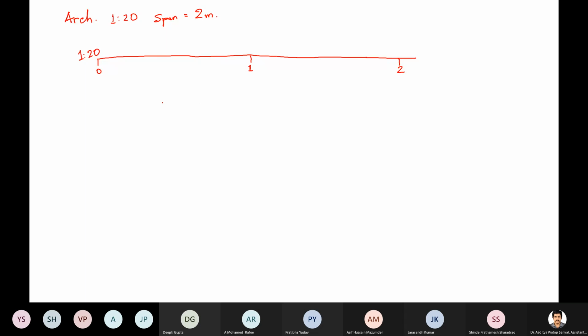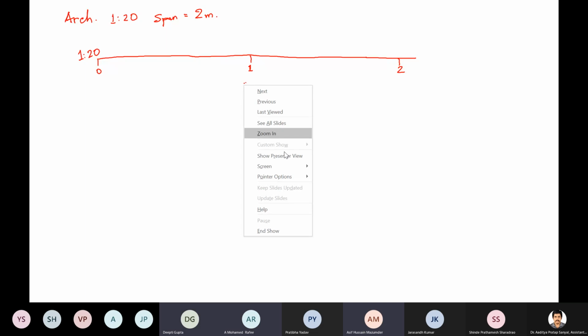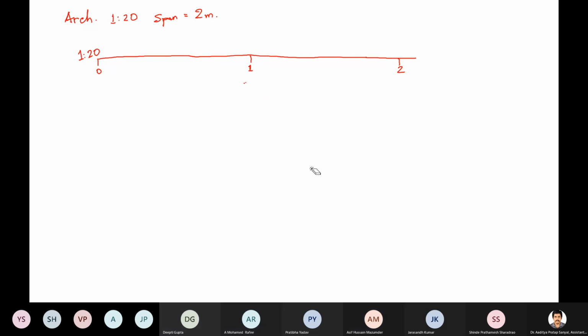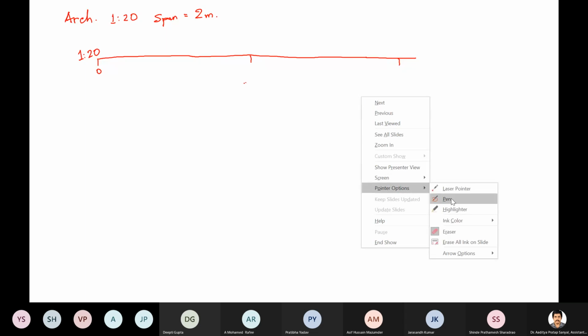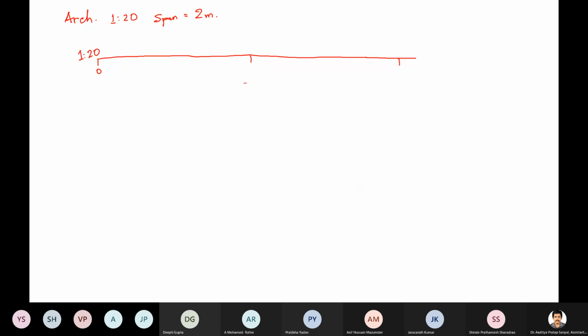You guys are there? Yes, sir. Thank you. It probably would look something like this. This is where your 2 is, and this is where your 1 is. This is probably where your 3 is, and this is probably where your 4 is. I'm talking about a scale of 1:20. The one that I had done earlier was probably at a scale of 1:10.